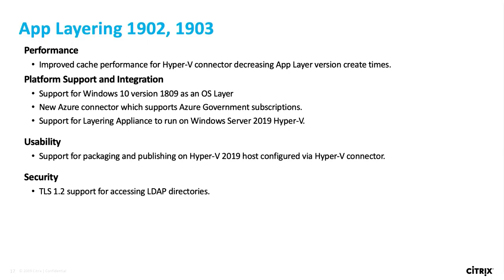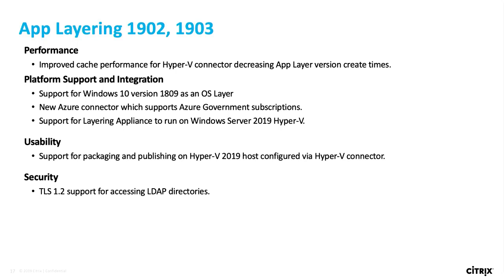In between version 1902 and 1903 of the product, we did make some improvements in the area of performance, specifically with the Hyper-V connector that we added to the product last year. We've really been working hard to optimize performance in the product overall, and we've been getting some good results by decreasing our app layer creation times there. We are continuously working to improve platform support with app layering, and within the 1902 release, we added support for Windows 10 version 1809 as an OS layer.